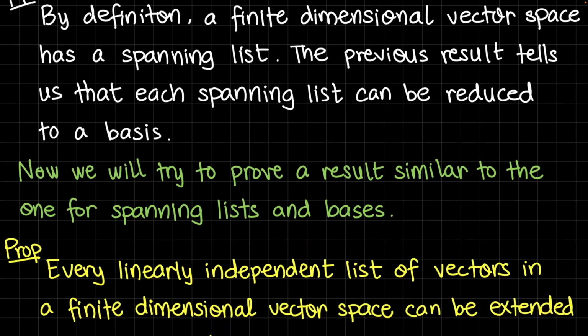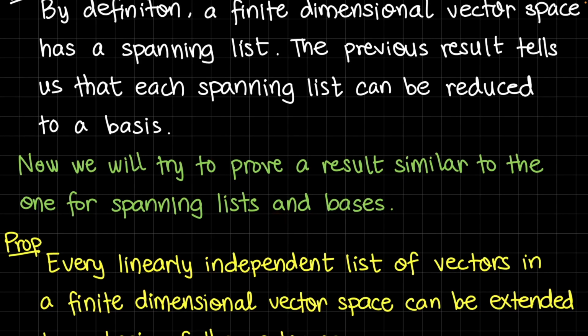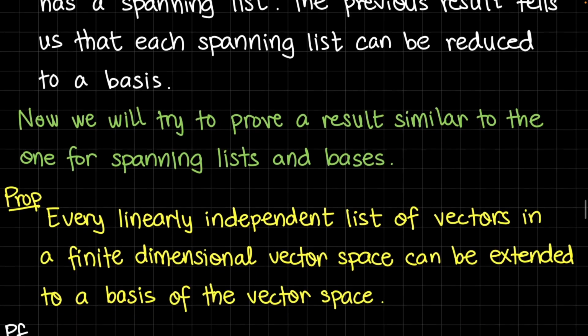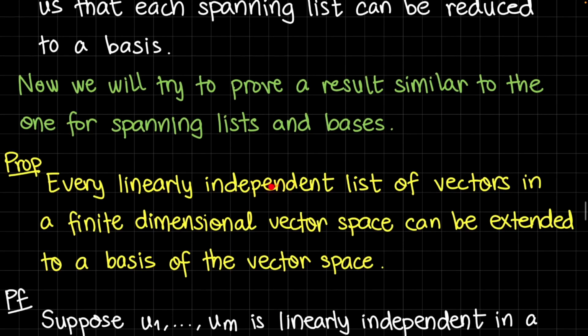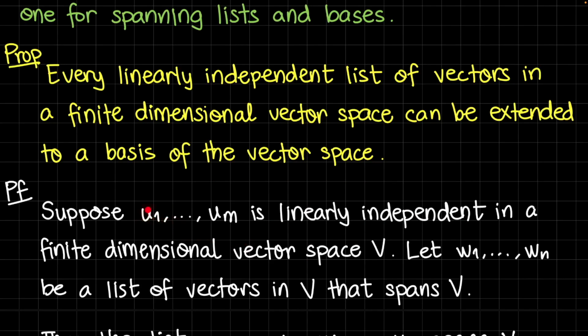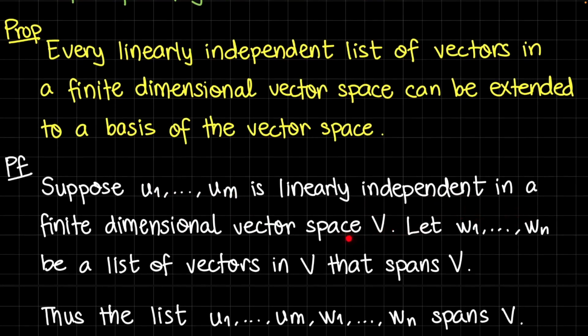Now we had a result for spanning lists. Let's see if we can prove a similar result for linearly independent ones. So every linearly independent list of vectors in a finite dimensional vector space can be extended to a basis of the vector space. So before, with the spanning list, we had can be reduced to a basis. Here we are falling short of a basis with linearly independent lists, so we have to extend linearly independent lists. Okay, suppose u1 through um is linearly independent in a finite dimensional vector space.